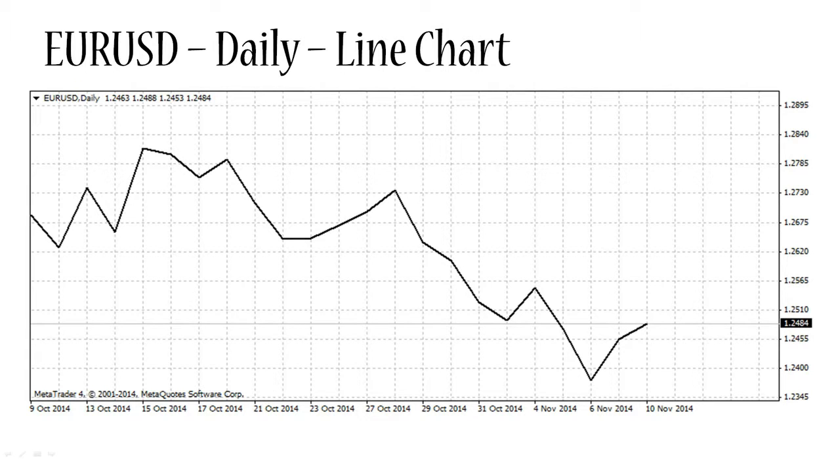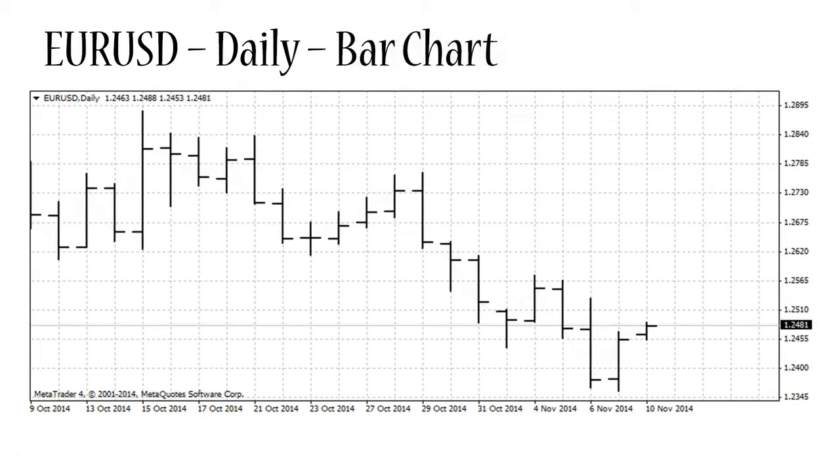At the bottom you can see the days, on the right you can see the prices, but most importantly we can see the line chart, which is showing us that currently the Euro-US dollar seems to be falling down. Now let's look at the same chart but represented by a bar chart. As you can see, now we have much more information. They might be a bit more cluttered, but we can see where the highs and lows were and exactly how this progression or this trend is developing.